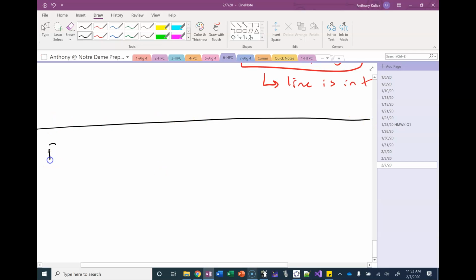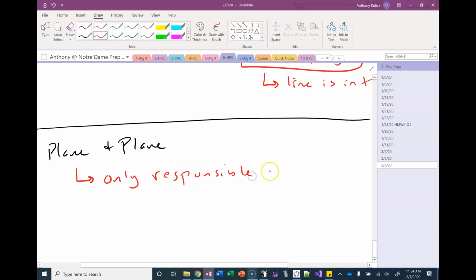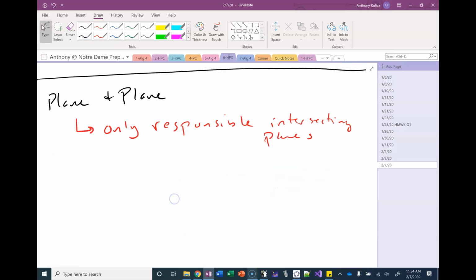The last one that we're going to look at is plane and plane. And remember, in this case, you guys are only responsible for intersections. So you're only responsible to be able to find the line of intersection between these two planes. That is all that I need you guys to be able to do. So there's really only one situation here, not a bunch of checks to do for this problem. So let's just look at the example. Everybody okay there?